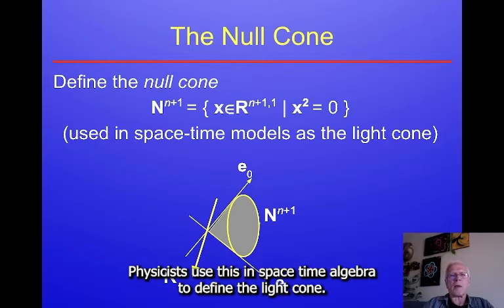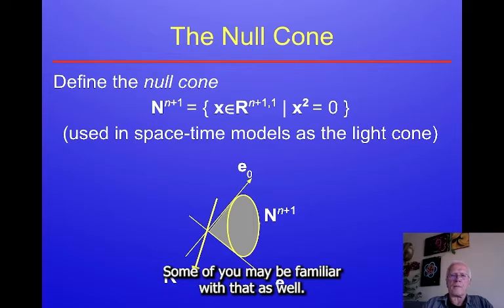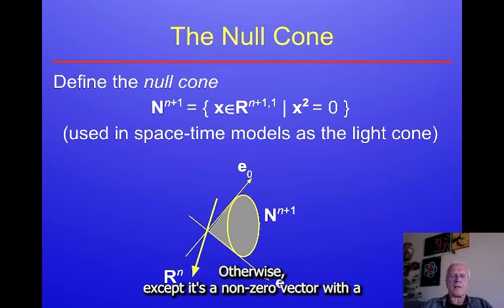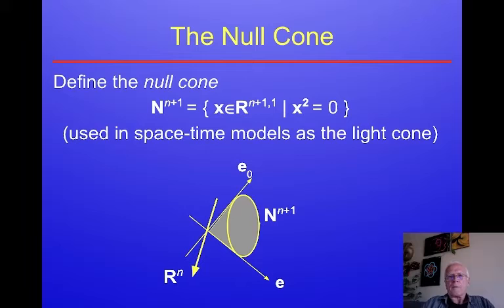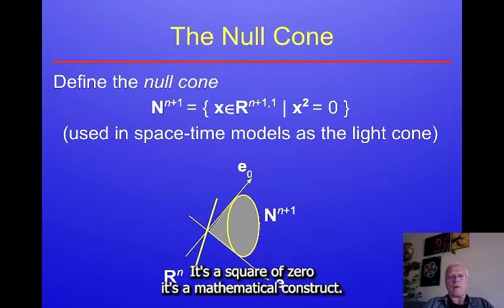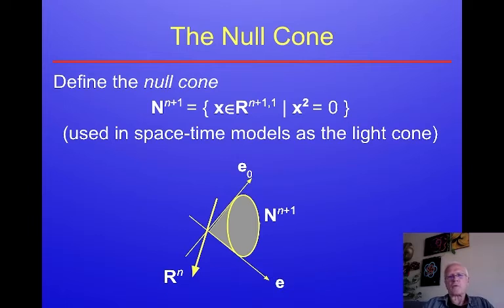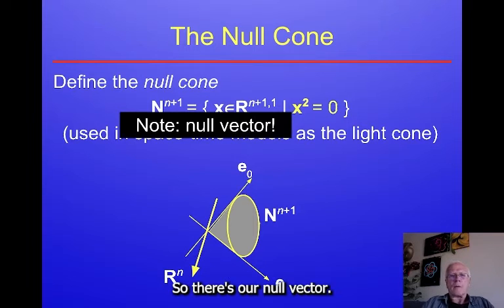Physicists use this in space-time algebra to define the light cone. Some of you may be familiar with that as well. Otherwise, just accept it. It's a non-zero vector with length 0, with a square of 0. It's a mathematical construct. We're going to play with it. So there's our null vector.